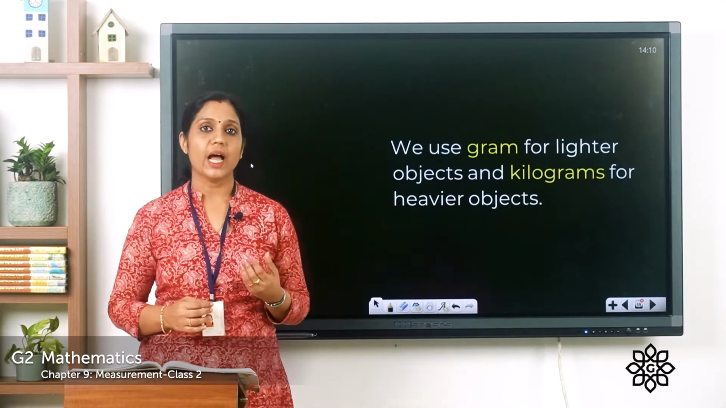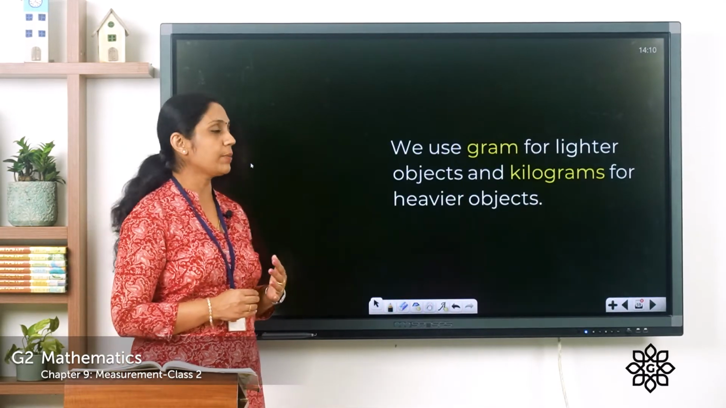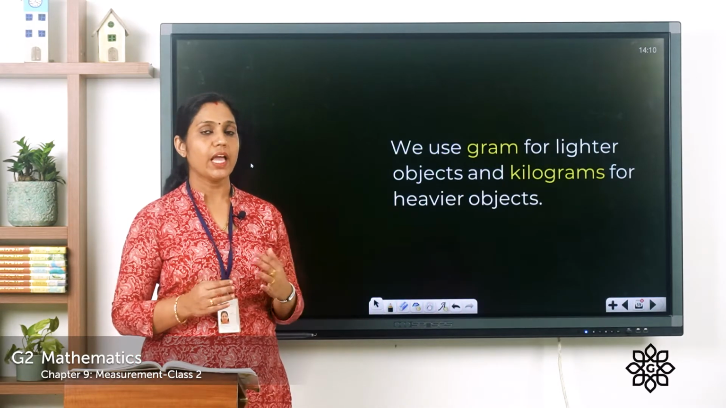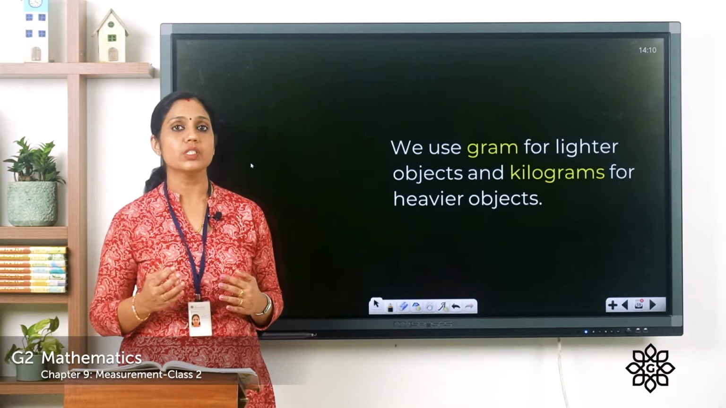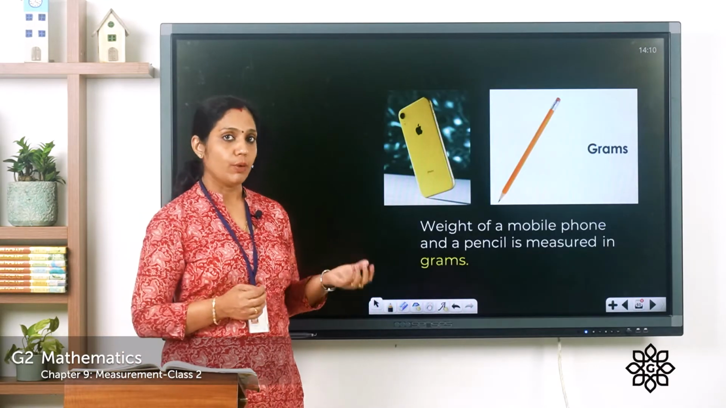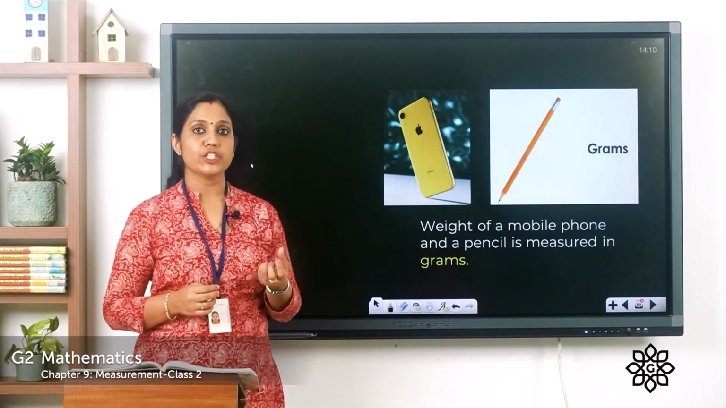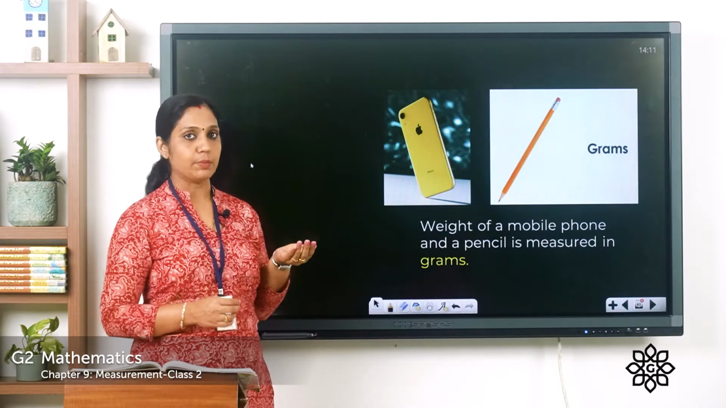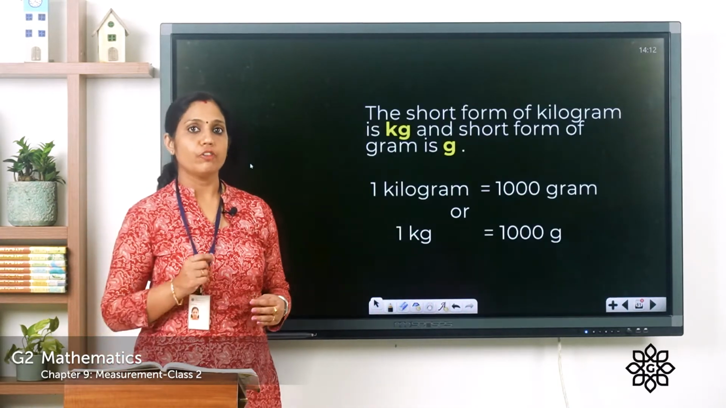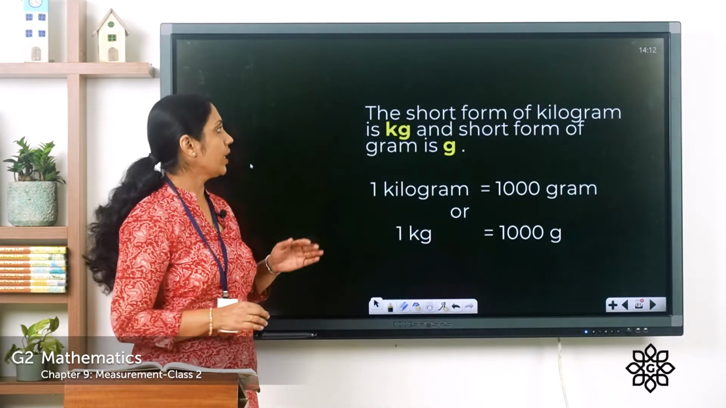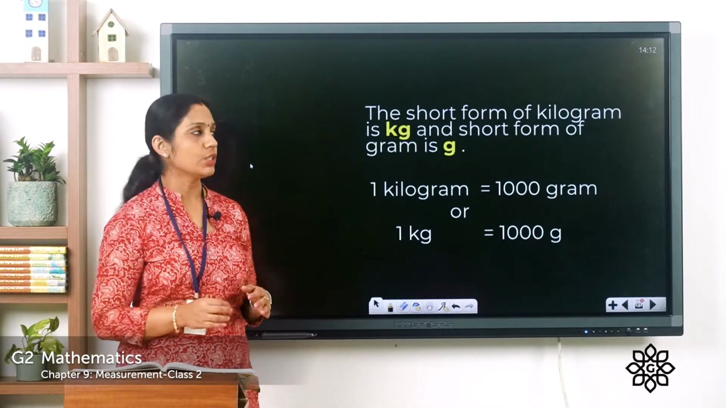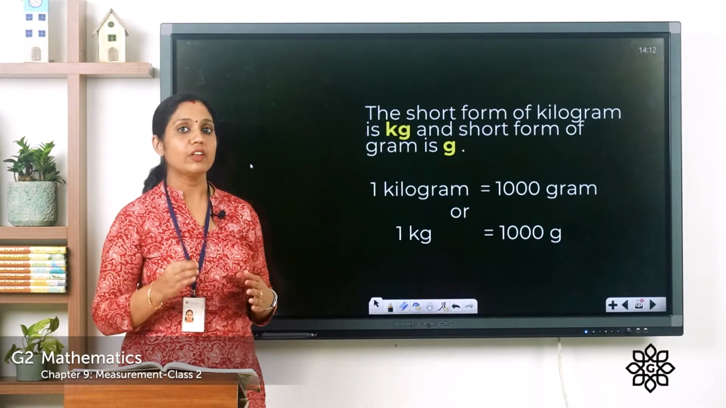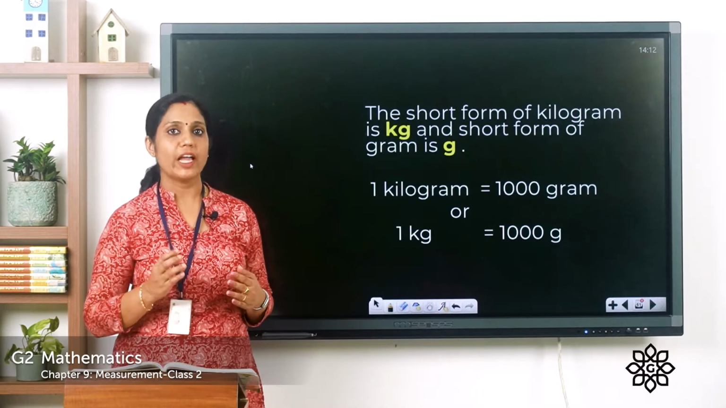And we use gram for lighter objects and kilograms for heavier objects. Suppose if the object is lighter, we use gram, and if the object is heavier, we have to use kilogram. Weight of a mobile phone and a pencil is measured in grams because these objects are lighter, so we measure it in grams. The short form of kilogram is kg and short form of gram is g. So when we say 5 kg, it means 5 kilogram, and when we say 5 g, that means 5 grams.